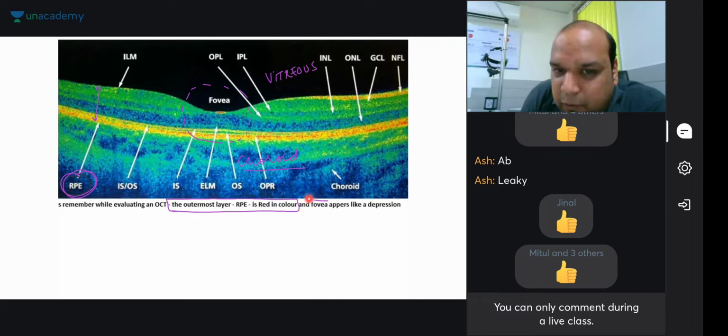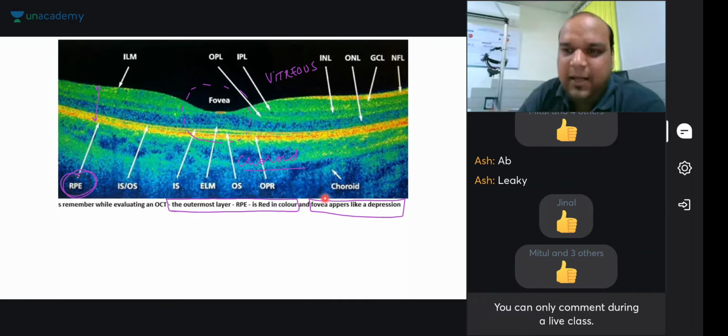Yes, this is a normal variation. These are the outer layers, inner layers are absent. That's why I've written again, fovea appears like a depression. That is a normal fundamental point: on an FFA, fovea appears like a depression. Do you get this point? Do you get this logic here, everybody?